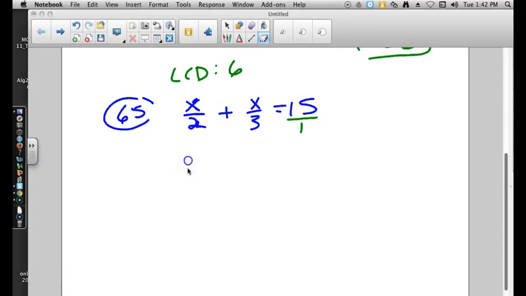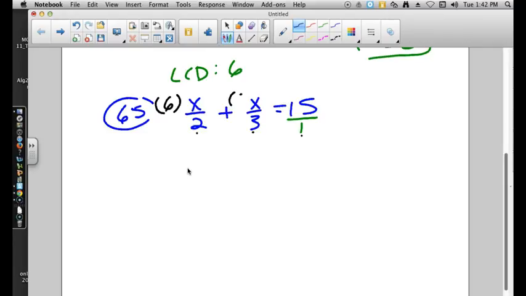Problem number 65 is a really good lead-in to what we're going to need in the next section. And that has to do with the fact that if you have fractions in an equation and you don't want to deal with the fractions, what you need to do is multiply all of the fractions by the least common denominator. And we see here that for 2, 3, and 1, because 15 is the same thing as 15 over 1, that LCD would be 6. So we're going to multiply each of these fractions by 6. But here we could do a little reducing, and that will give us 3x. Here, if we reduce, we get 2x.